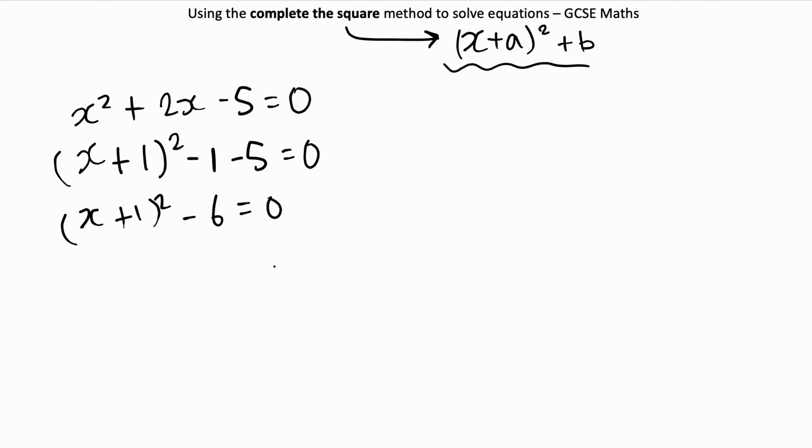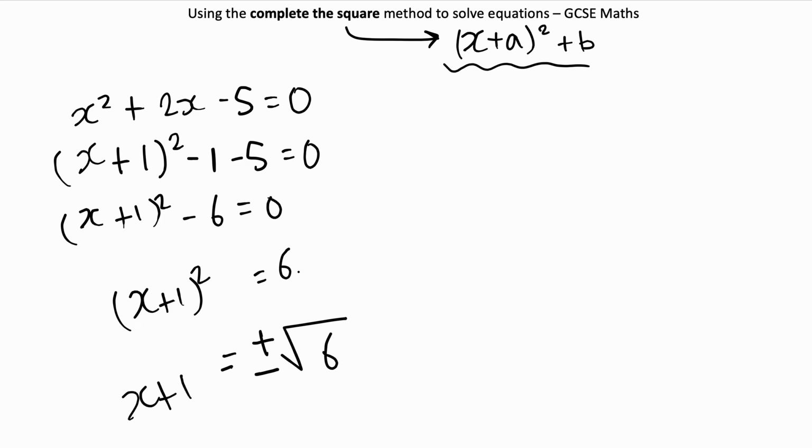So we can add 6 on both sides to give us 6 is equal to x plus 1 squared. And we can square root both sides, so the inverse of squaring is square rooting, right? So square root of 6, and it's going to be plus or minus because it's the square root, is going to equal x plus 1. We did the inverse on the right side, so we can get rid of the square on the left side. So x plus 1 is plus or minus root 6. Then we can minus 1 on both sides to give us our final answer of x equals minus 1 plus or minus root 6. That's going to be our final answer.